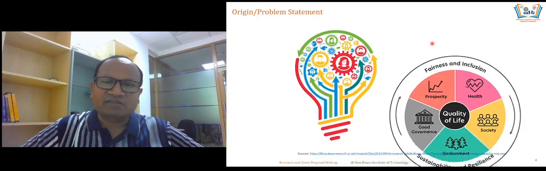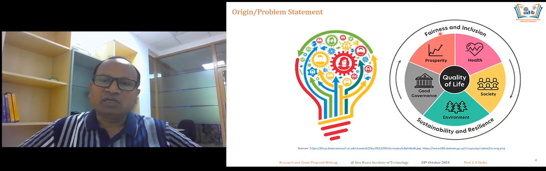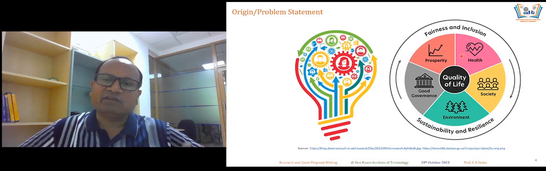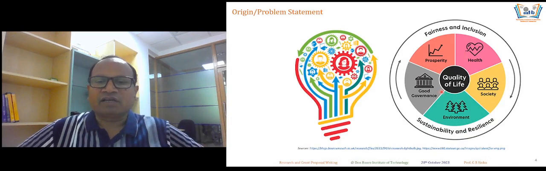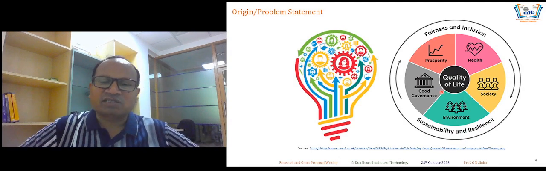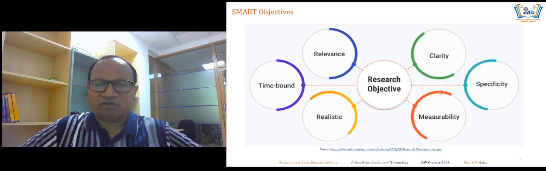So as I have mentioned, the origin has to be very clearly articulated. It has to deal with fairness and inclusion. This may be of any area: prosperity, finance, health, society, good governance, environment, sustainability, resilience. All these can be components of a research. But the origin, the problem statement, has to be very clear.